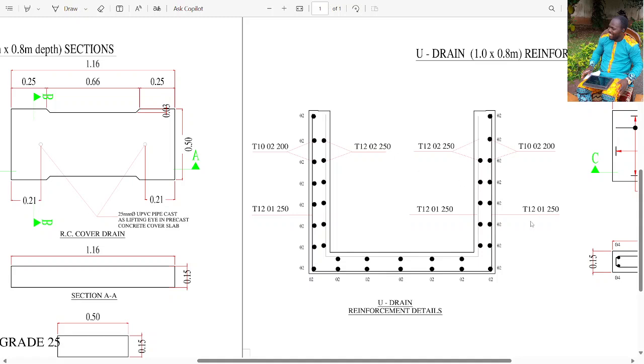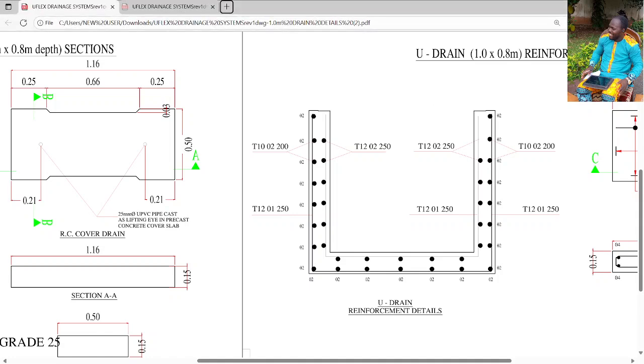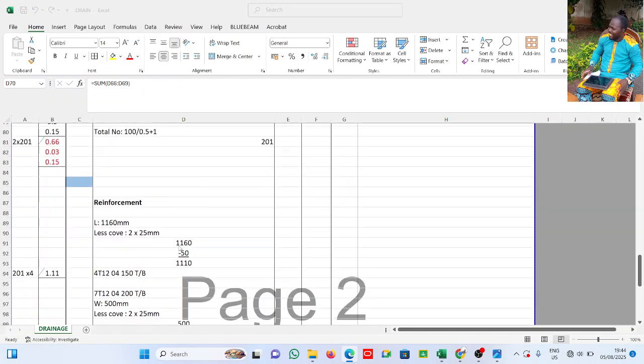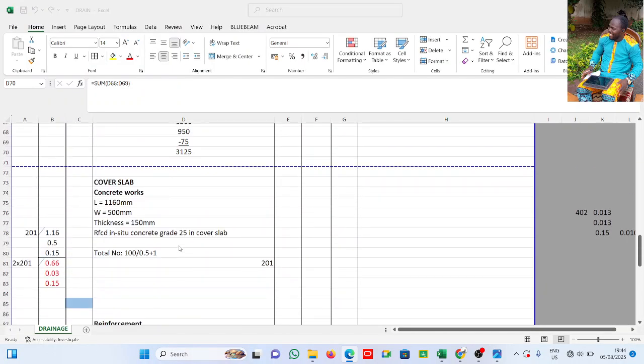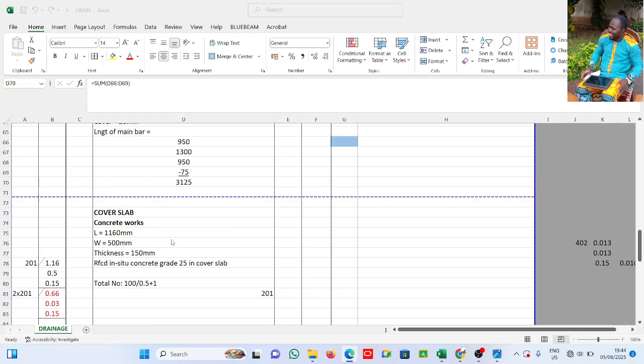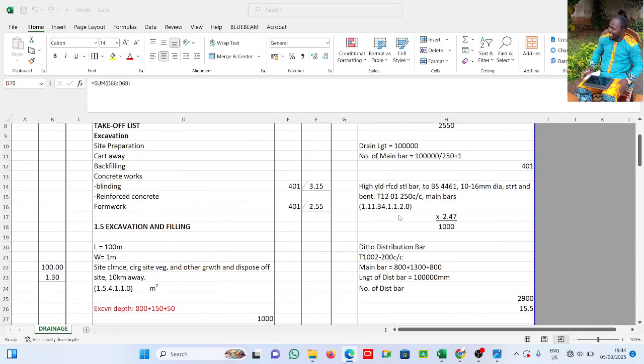T12, 250 center to center. Alright, so this is, we are done. Alright, this is what we are. Okay. Now, I missed it. This is here.